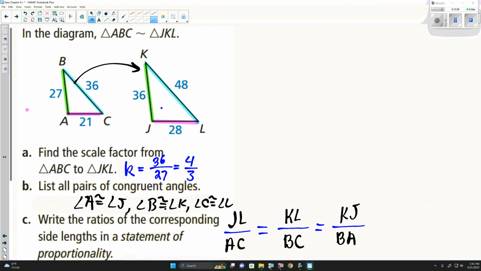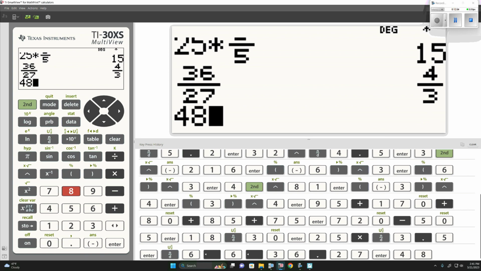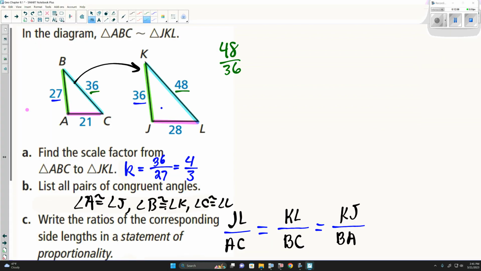So I just picked 36 over. No, so let's try 48 over 36. So we could do this here. Now, 48 over 36, we're going to use a calculator, is 4/3. Yes.